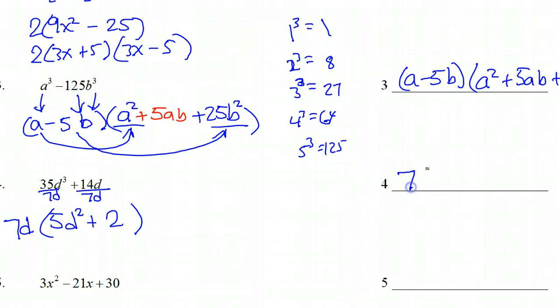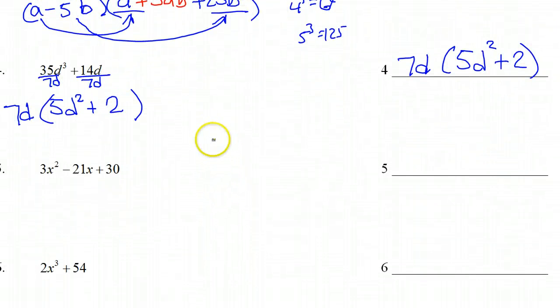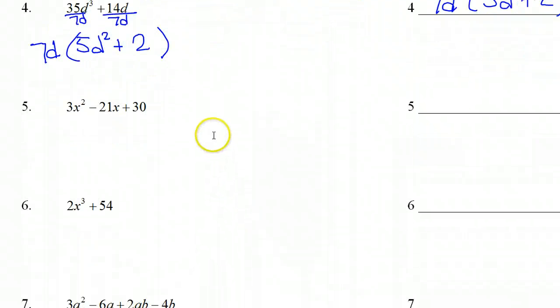So the answer is 7d times 5d squared plus 2. That's it. Okay, let's look at number 5. Whoa, wrong. Alright, looking at number 5.